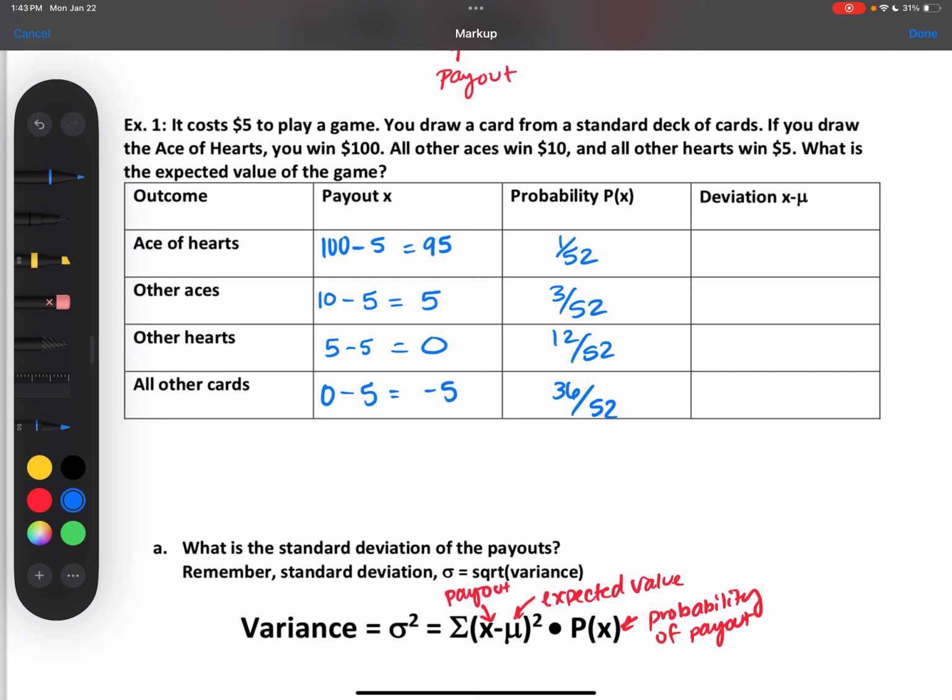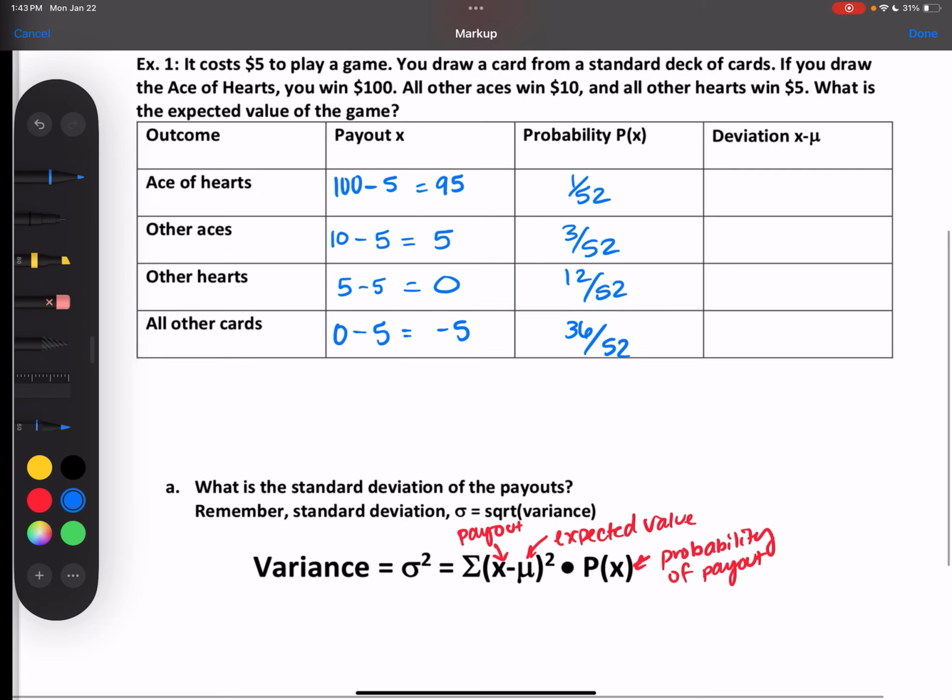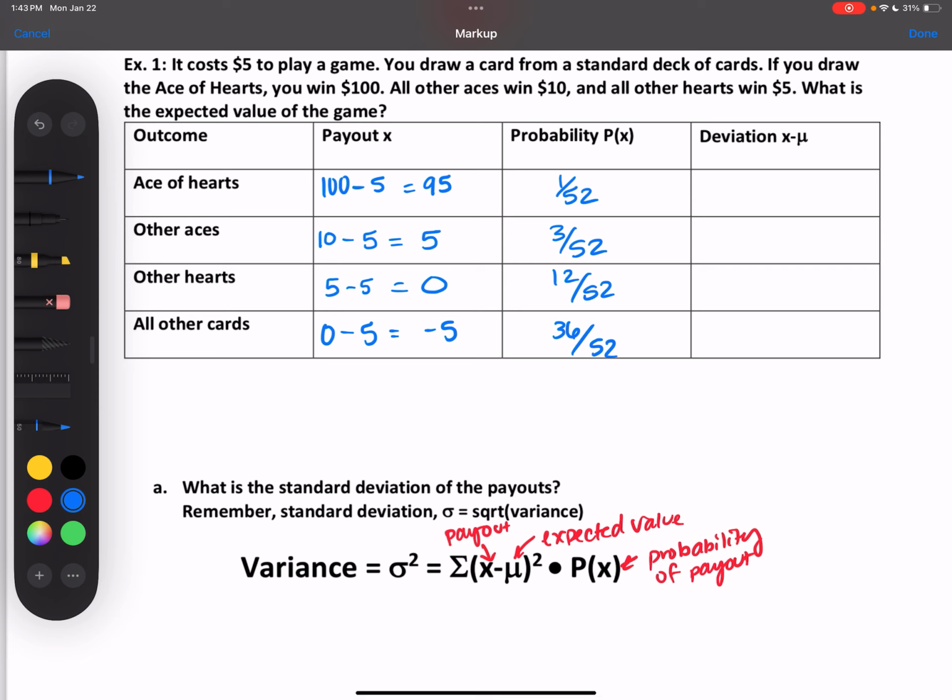I cannot do this last column yet. I'm going to be kind of writing all over the place because it's what we're going to have to do. But anyways, I'm going to find the expected value first of all. So I'm going to be finding mu. So mu is equal to E of x. So that's going to be, we take this number of the payout times the probability. So 95 times 1 over 52 plus 5 times 3 over 52 plus 0 times 12 over 52 plus negative 5 times 36 over 52.